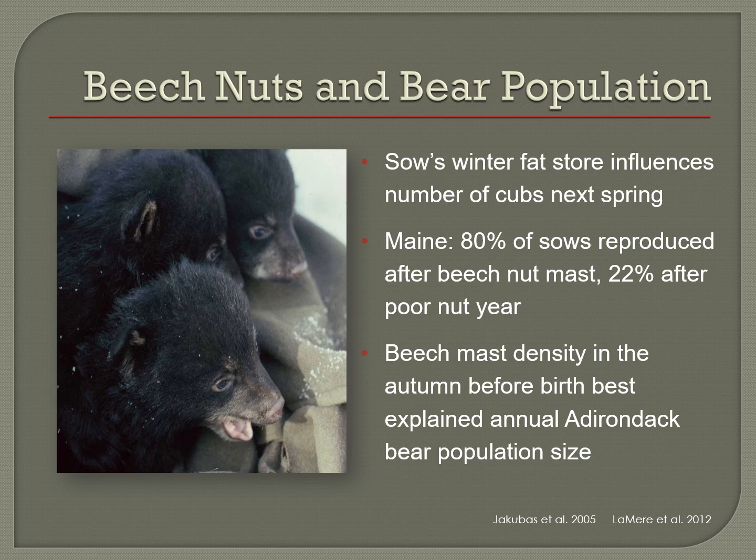When we looked at beech mast density, just looking at the numbers of nuts produced, that was the best explanatory factor for explaining the actual population size of Adirondack bears. So we looked at harvest data and compared that through time, and what we could see is it's a numeric response on the part of the black bears that has to do with this reproduction factor.